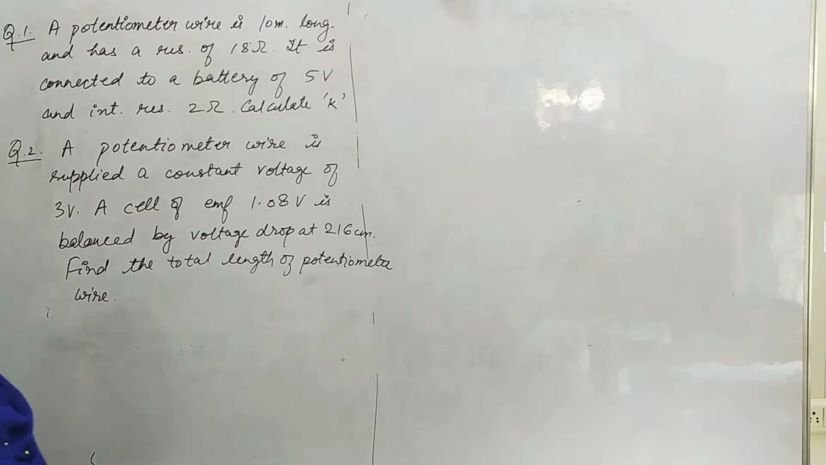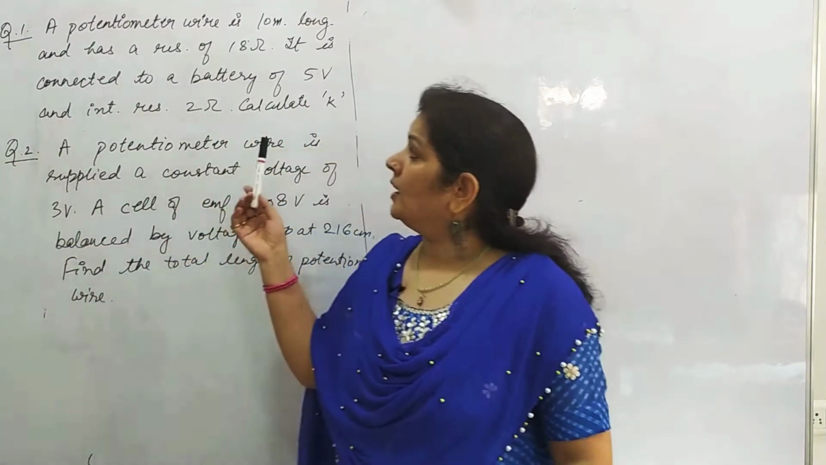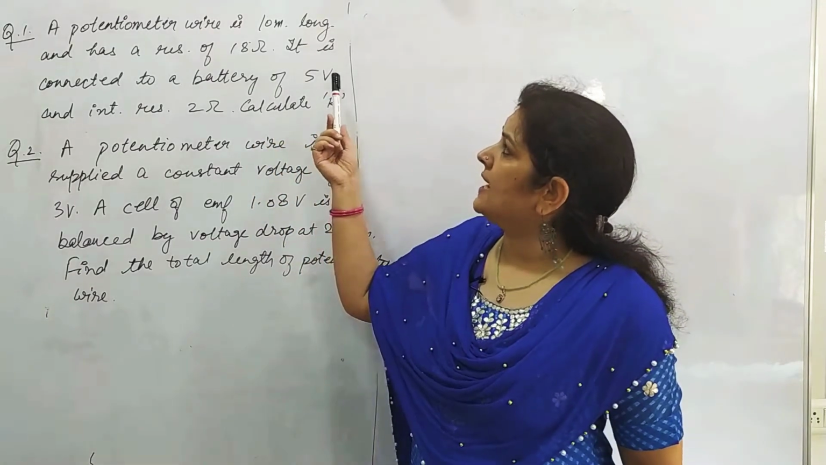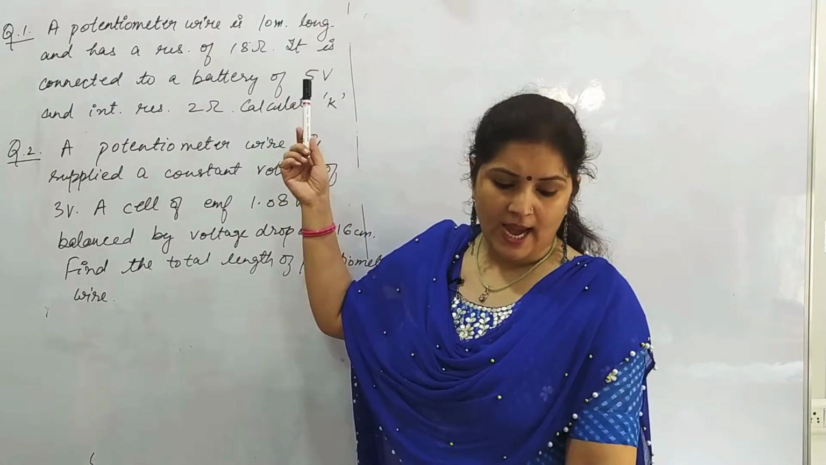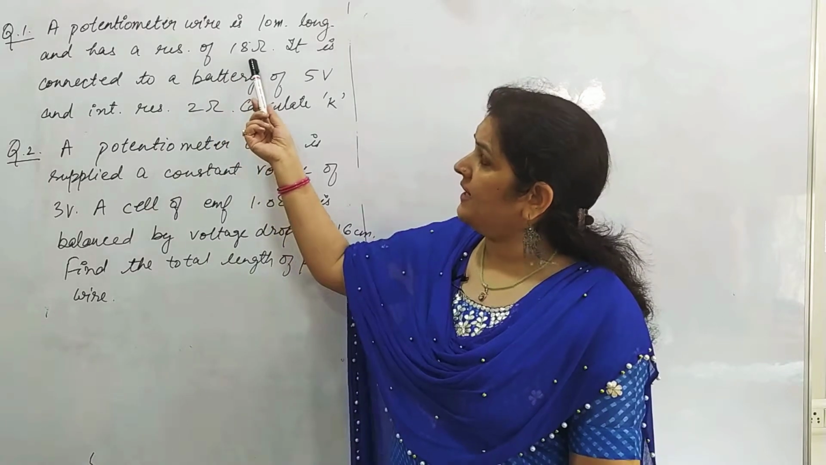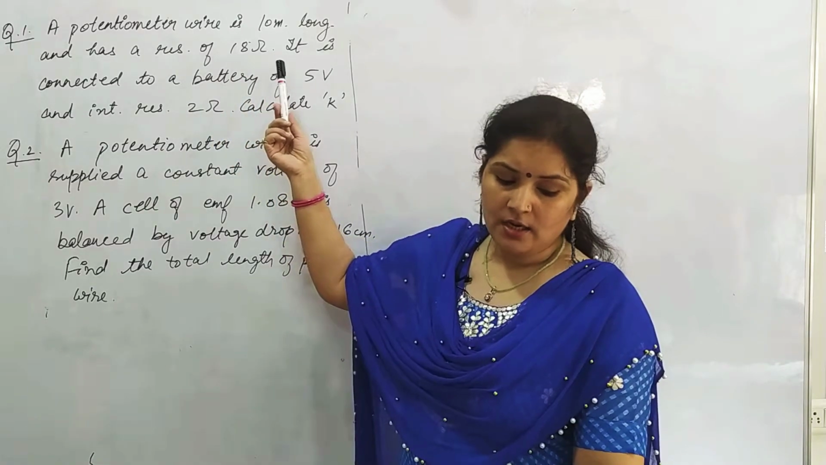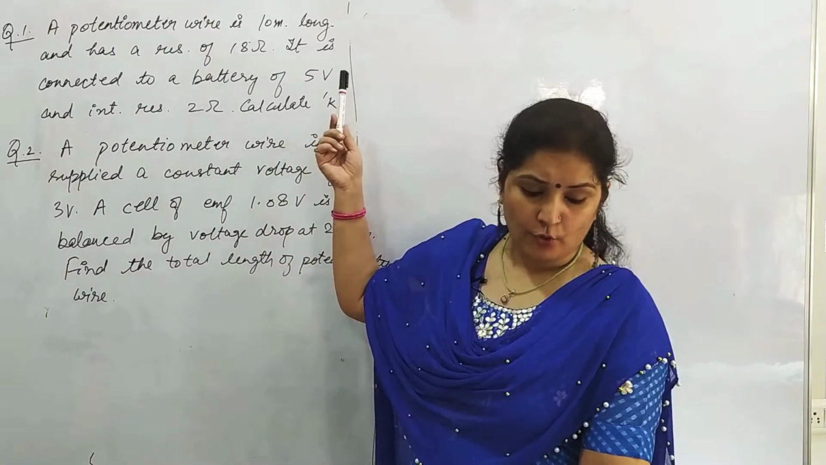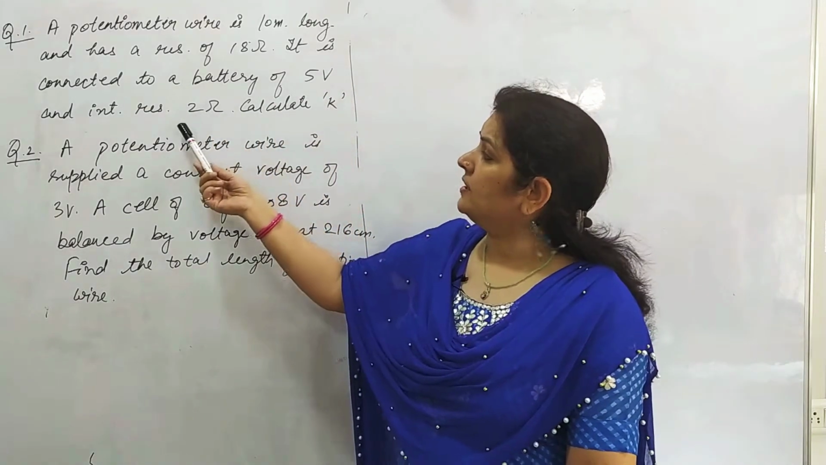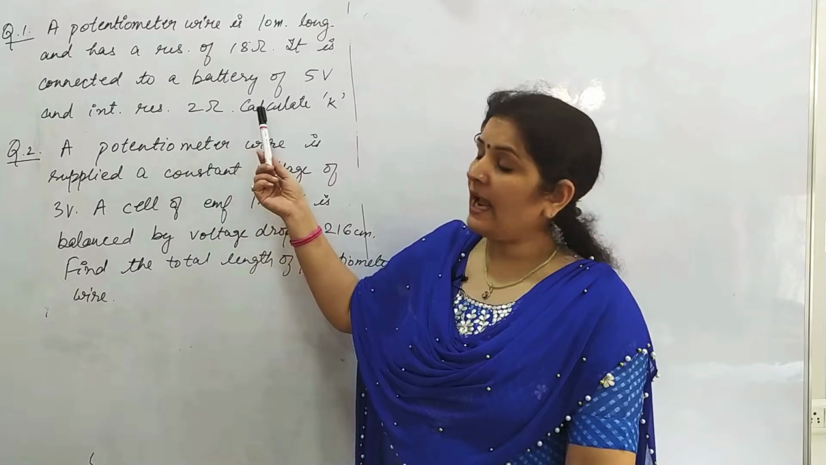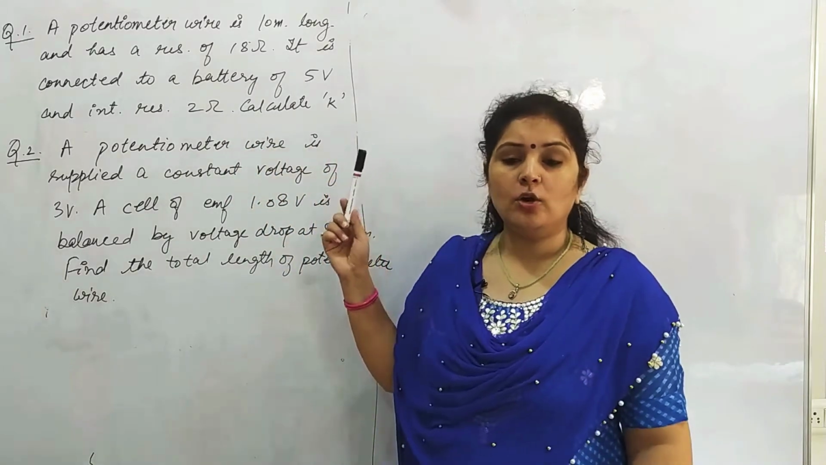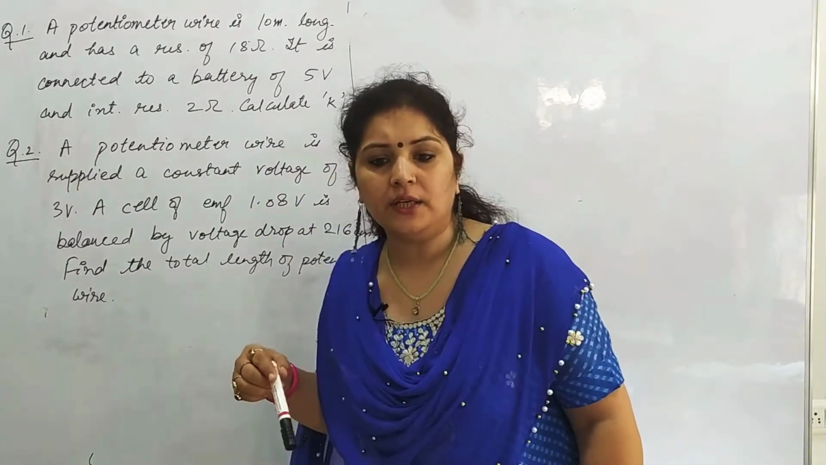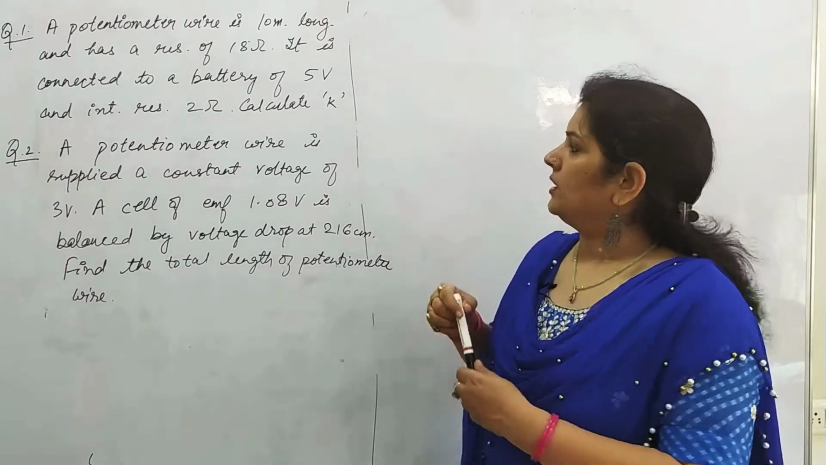So the first question says that a potentiometer wire is 10 meter long and has a resistance of 18 ohms, and it is connected to a battery of 5 volts and internal resistance 2 ohms. Calculate the potential gradient of the wire.